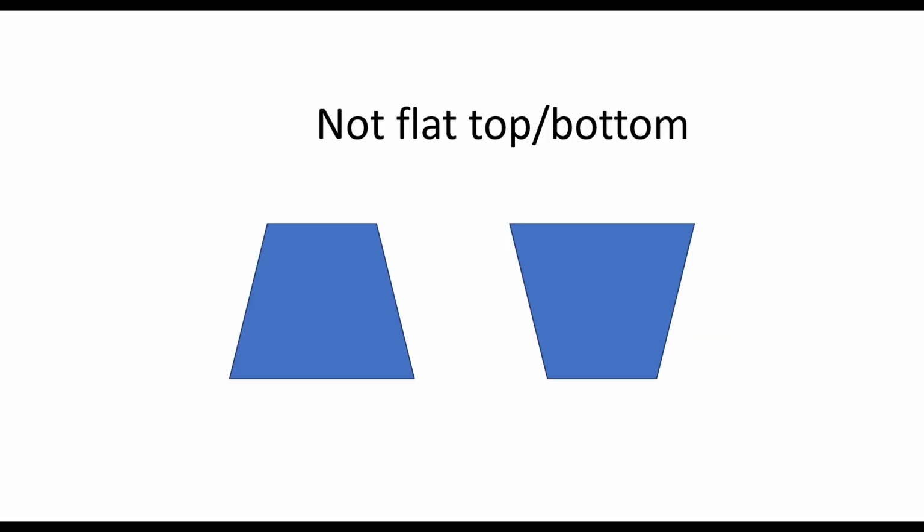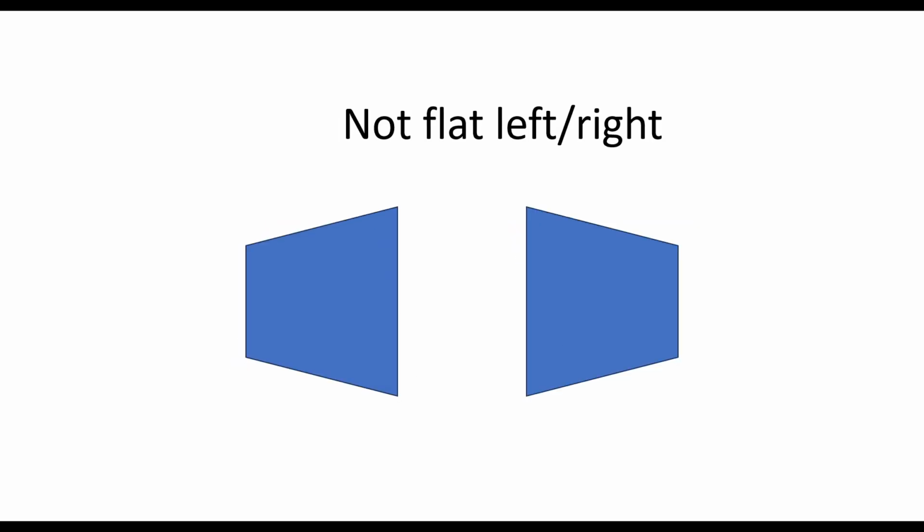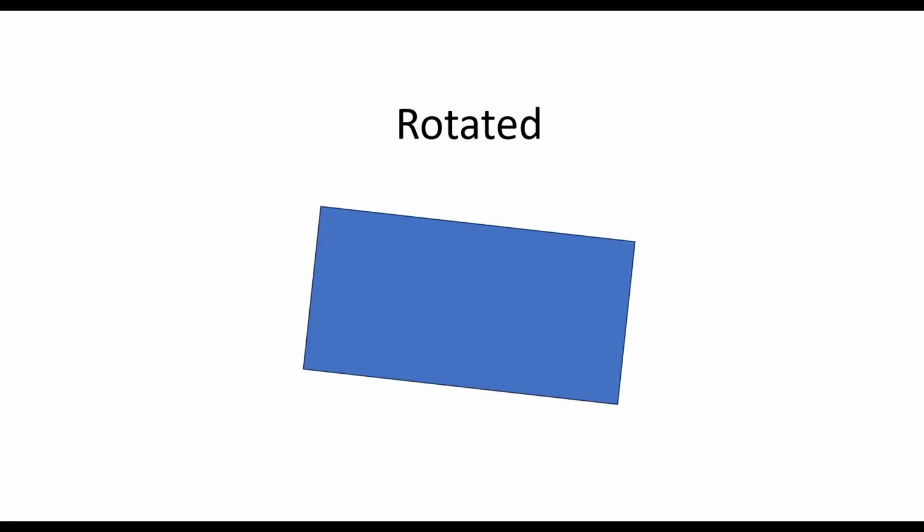So you can see here, exaggerated, this is what happens if it's not flat top to bottom. Either the top or the bottom will be wider than the other end. And obviously that's a distortion that you want to avoid. This is the same as the previous slide, and in this case, instead of it being top to bottom, it's left to right, but really it's the same kind of distortion.